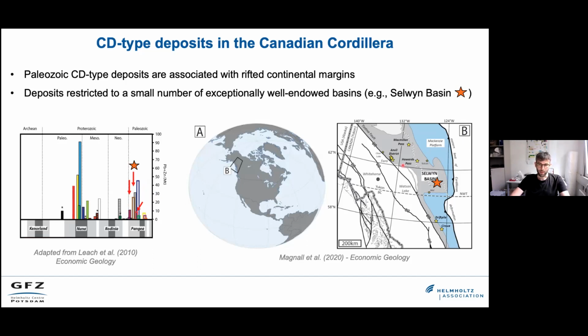This map on the right-hand side will reappear throughout the talk in different forms, but it basically just shows the present day location of the Selwyn Basin, along with the adjacent carbonate platform that's in the Mackenzie Mountains now, in the Canadian Cordillera. And these stars just represent the major CD-type deposits that are located here.